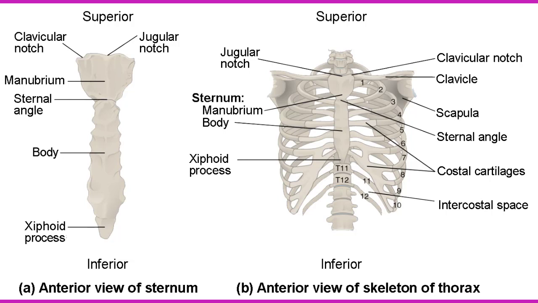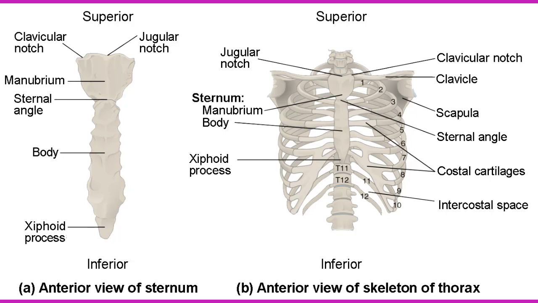The inferior tip of the sternum is the xiphoid process. This small structure is cartilaginous early in life but gradually becomes ossified starting during middle age.